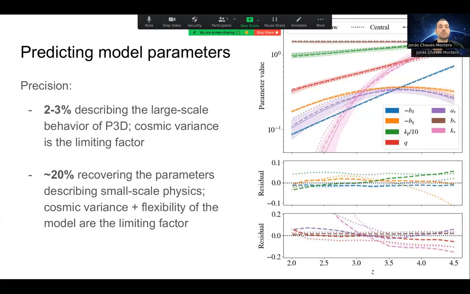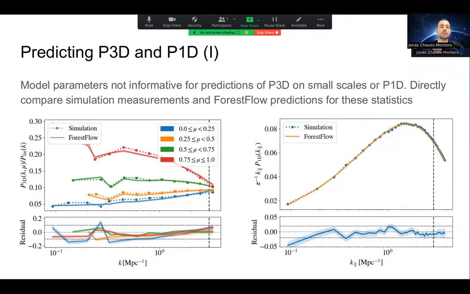And the precision of the model predicting other parameters, these small-scale corrections, is around 20%. But in the end, this is not very informative for predicting the three-dimensional power spectrum and one-dimensional power spectrum from intermediate to small scales. So it is better to just take the prediction of the parameters from ForestFlow, evaluate the different expressions, and get predictions for these summary statistics.